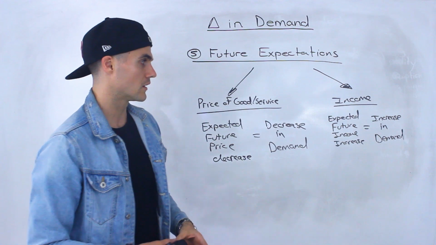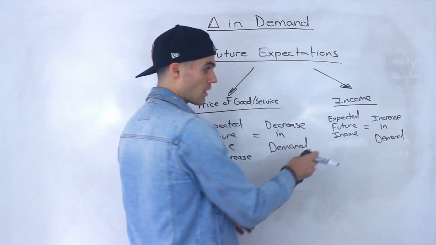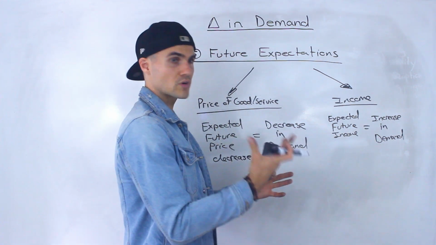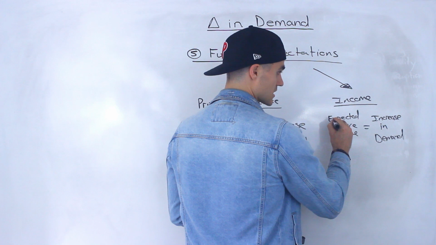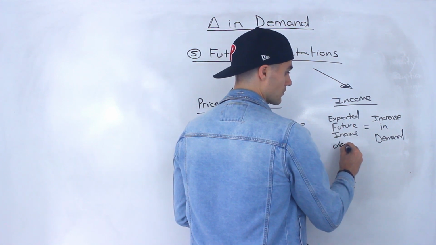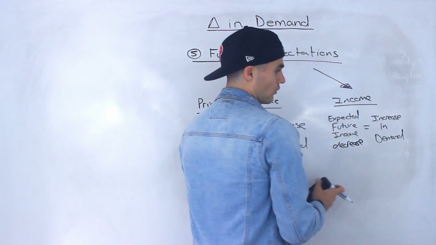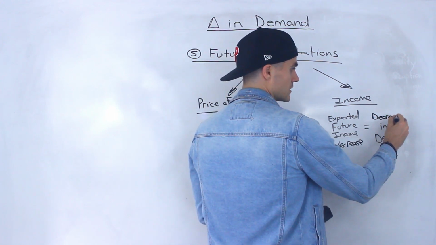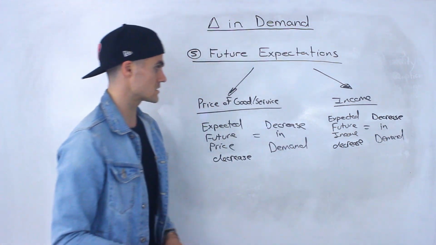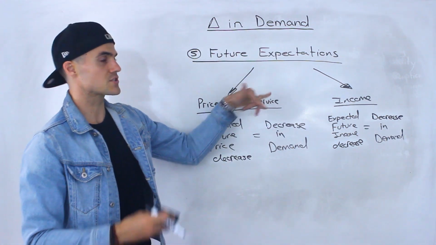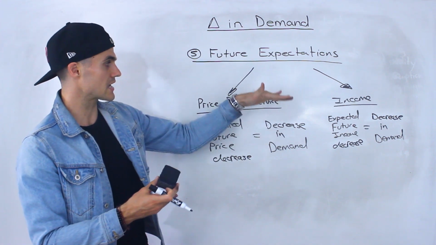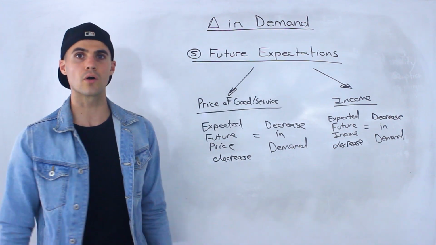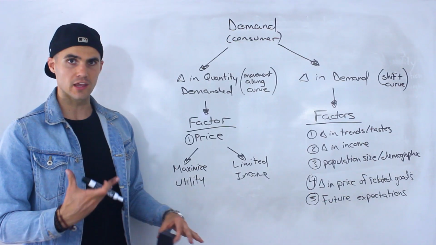You're more confident. Versus if you feel like the job market is shaky and there's a potential risk of you losing your job, so there's an expected future income decrease or the potential for one, well then you're not going to be buying as many goods or services. There's going to be a decrease in demand for most goods and services. Right? So future expectations can be broken down into two cases: expectations about the price of the good or service in the future and expectations about your income. And that's pretty much it for demand.